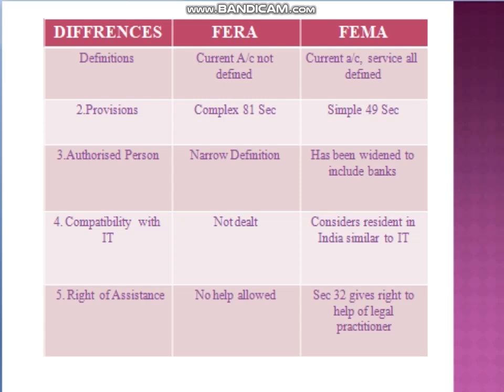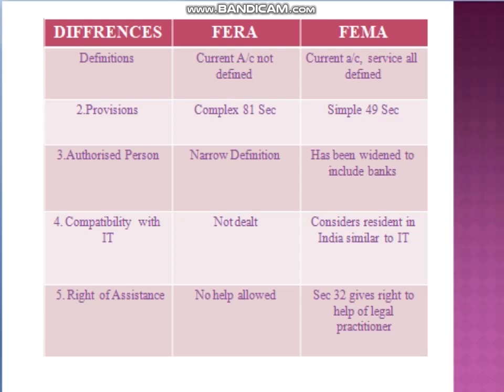Let us see some other differences between FERA and FEMA. On the basis of definition, in FERA, current account is not defined, but in case of FEMA, current account is defined well. As you all know, current account is applicable to a businessman. Current account convertibility had already been established through several RBI circulars since August 1994. Now it has been introduced in the new Act itself. No such facilities were allowed formerly.